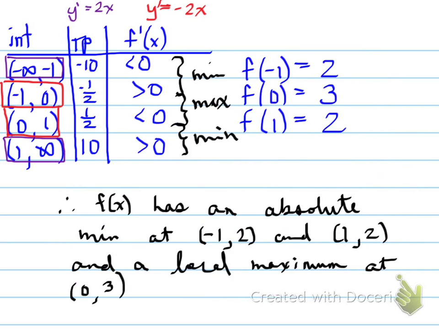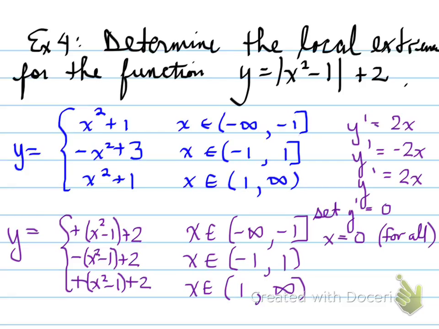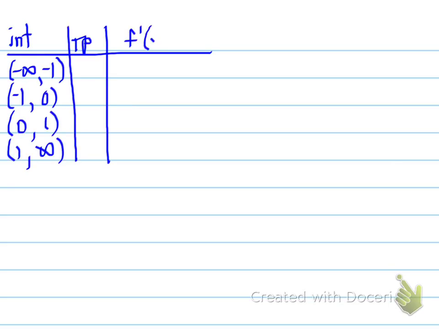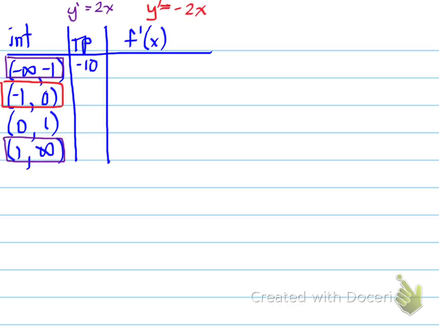So what is all of this? Let's step one step backwards and look at the interval chart. The interval chart goes from negative infinity to negative 1, negative 1 to 0, 0 to 1, and 1 to infinity. You do your test points, and for the first derivative and the second derivative.